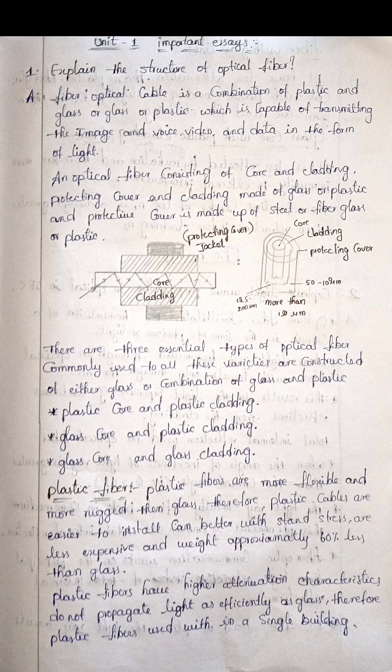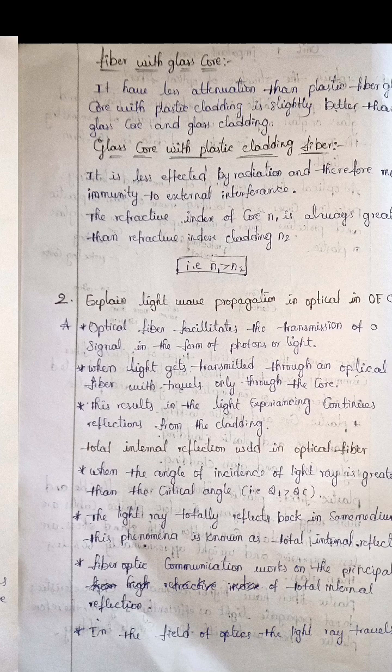Plastic fibers are more flexible and more rugged than glass. Therefore, plastic cables are easier to install, can better withstand stress, are less expensive, and weigh approximately 60% less than glass. Plastic fibers have higher attenuation characteristics and do not propagate light as efficiently as glass. Therefore, plastic fibers are used within a single building.